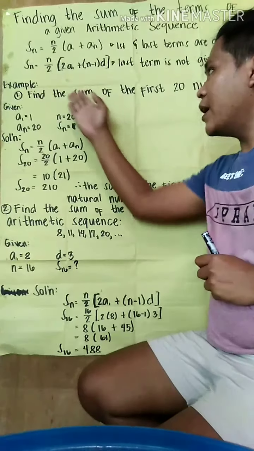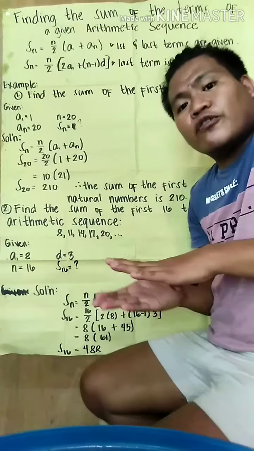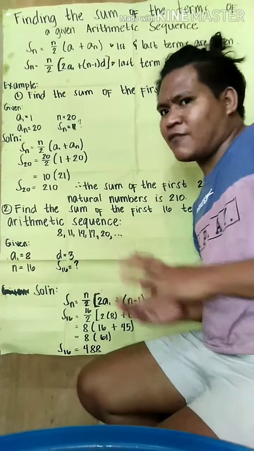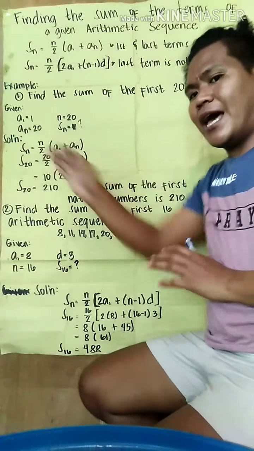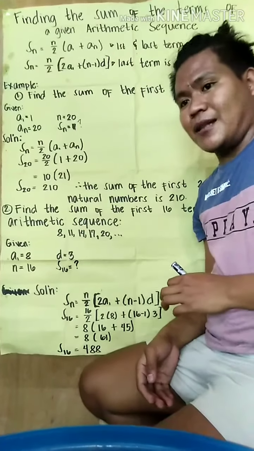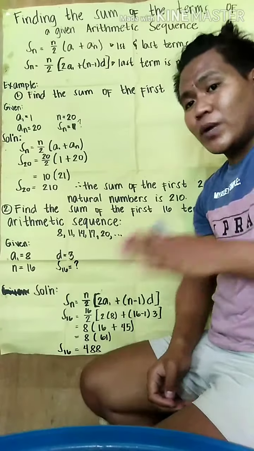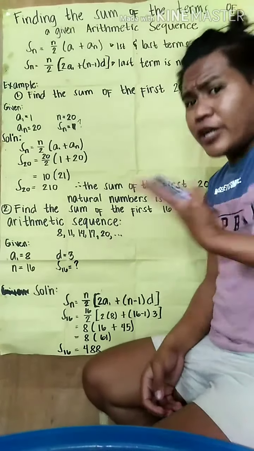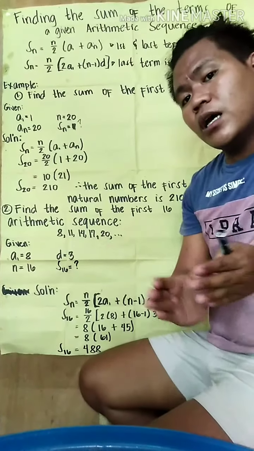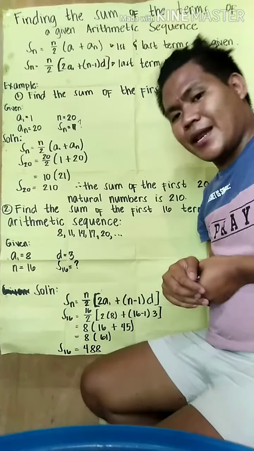First example: find the sum of the first 20 numbers. So we will look for the sum of numbers 1 to 20. Of course, we will write the given first. For the given, we have the first term is 1, and a sub n is equal to 20, our last term. For the number of terms, we have 20, since it is number 1 to 20. And we will look for the sum of terms, or S sub n.